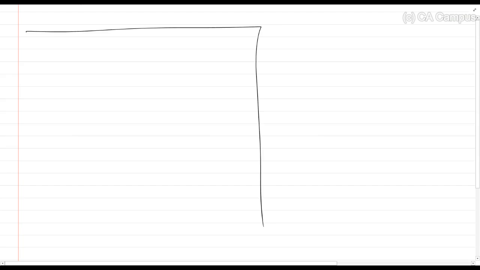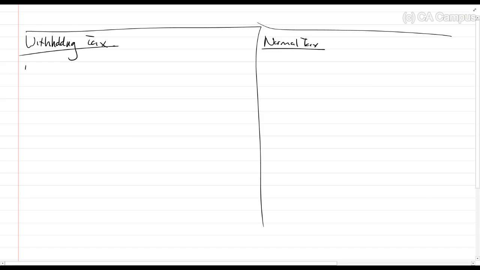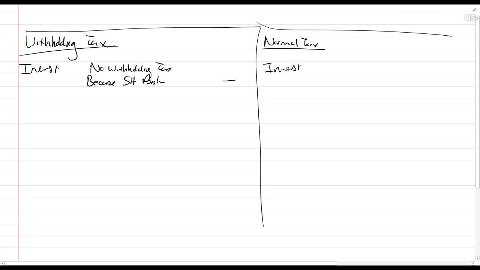Right, if we do our two pages, this is what will happen. Withholding tax, normal tax. Interest, there's no withholding tax because it's an SA bank who is paying it, so there's nothing. Normal tax, you've received interest, 10,000 rands. Section 10(1)(h), 10,000 rands. So I want you to see it's possible that there can be no taxes paid.